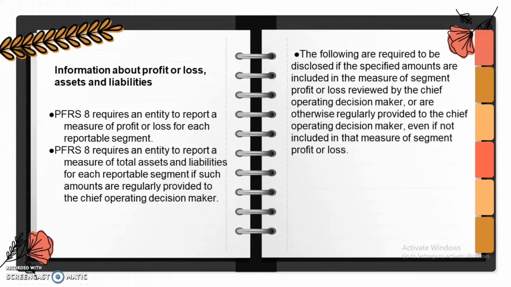Next, the following are required to be disclosed if the specified amounts are included in the measure of segment profit or loss reviewed by the Chief Operating Decision Maker: revenues from external customers, revenues from transactions with other operating segments of the same entity, interest revenue, interest expense, and depreciation and amortization.